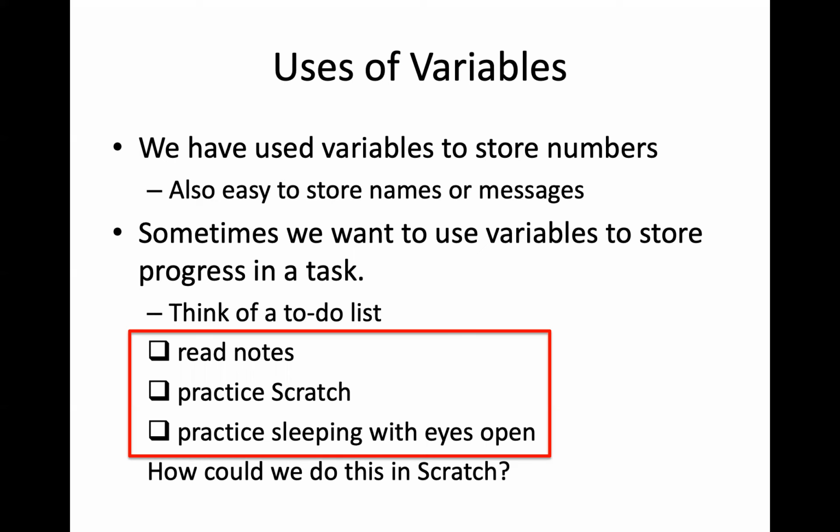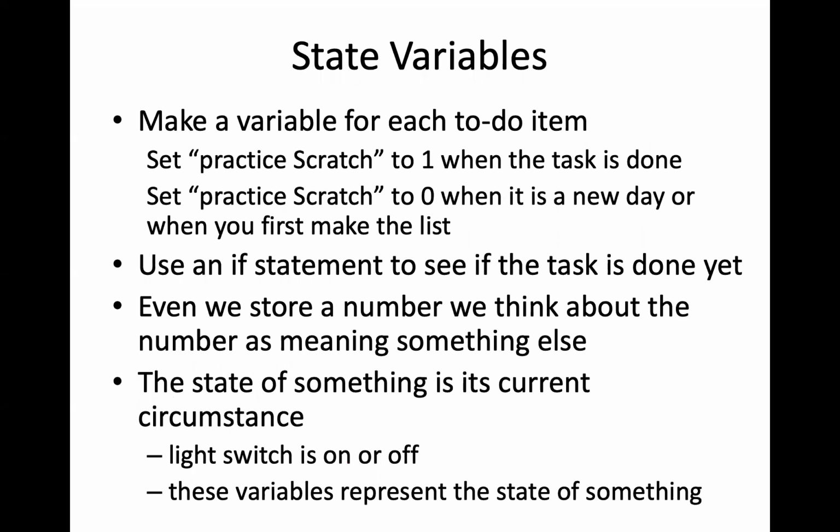We'll talk about one way to do that, which would be to make a state variable for every to-do item. So we make a variable called practice Scratch, and that variable is set to 1 when that task has been done, when we've done it for the day, or it's set to 0 at the start of the day, or whenever we first create the list. Then in the code that we write, we can check that variable. We can check if practice Scratch is 0 or 1, and then our program knows whether we've done that task or not. Once we do the task, we would click a box or something in the program, and the program would change the state variable from 0 to 1, and now it would remember that the particular task we're talking about, practicing Scratch, had been done.